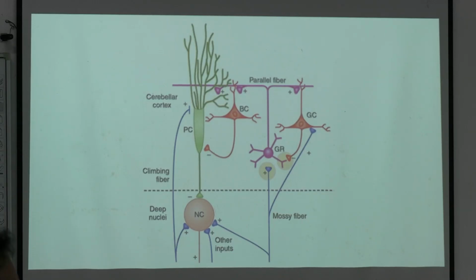Okay, so Purkinje cell is the major cell in the cerebellar circuitry, which receives input from climbing fibers and mossy fibers.